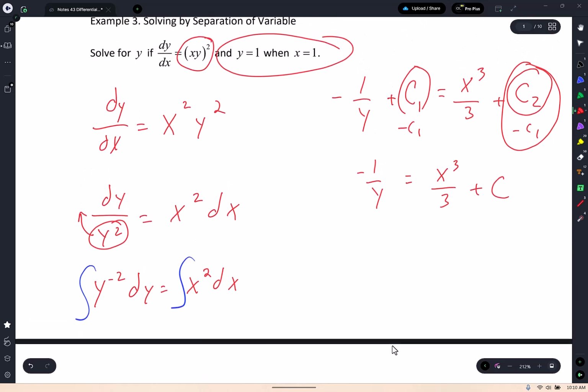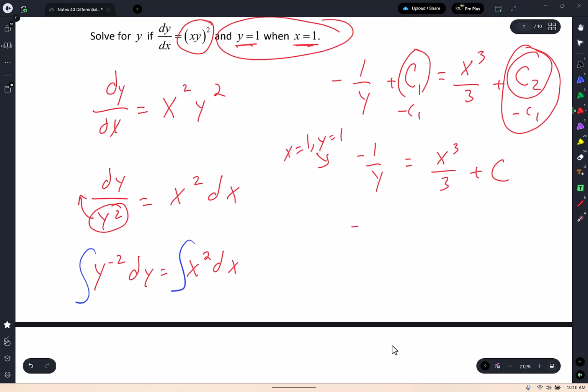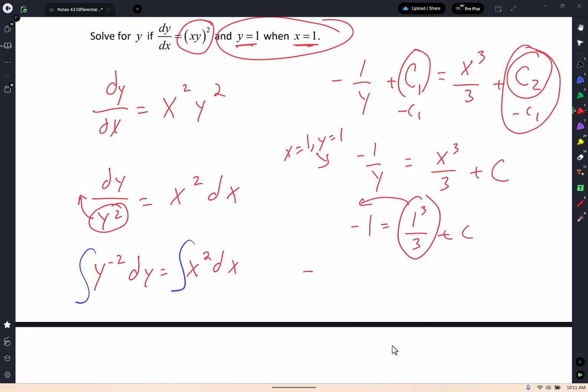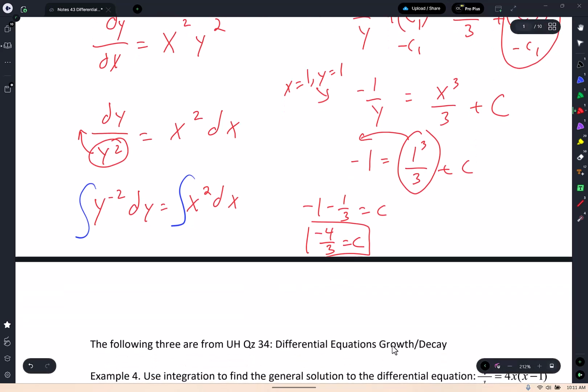So what do we know? When y equals 1, x is 1. Do you guys see that? So I'm going to sub x equals 1, y equals 1. So negative 1 equals 1 to the third power over 3 plus c. Move this 1/3 to the left. Negative 1 minus 1/3 equals c. So negative 4/3 is c. We're still okay?